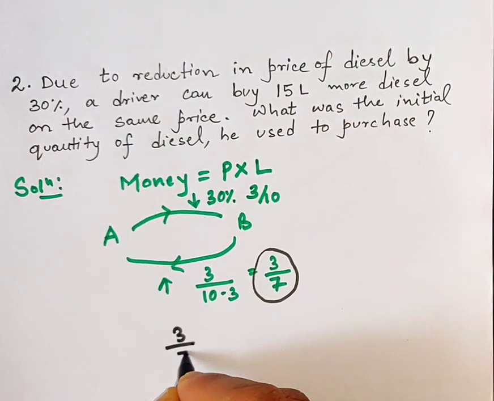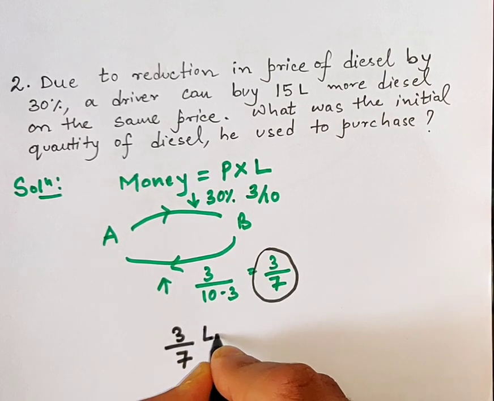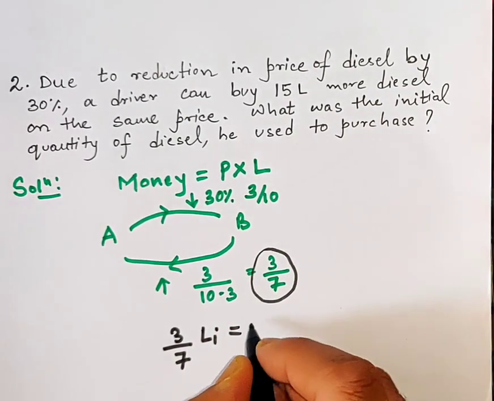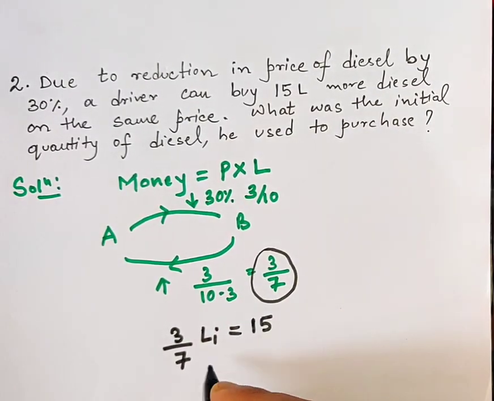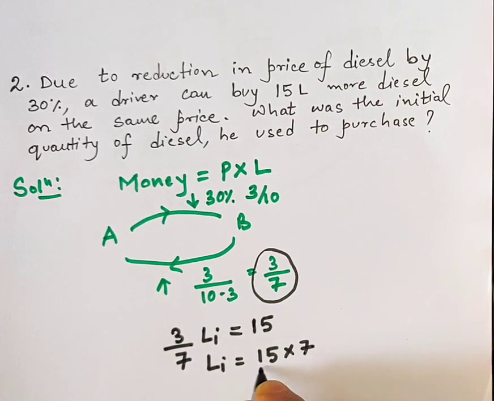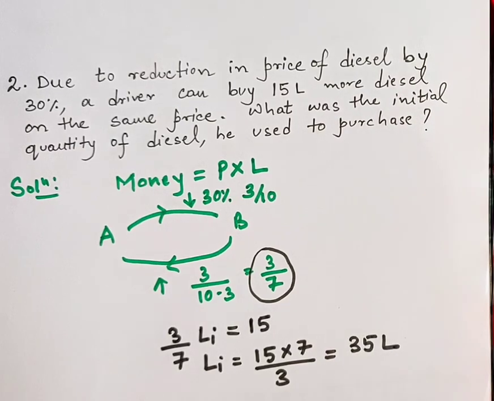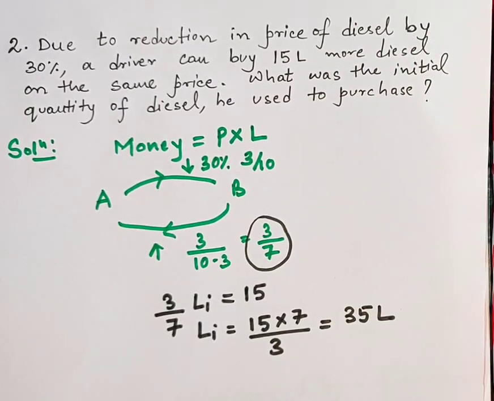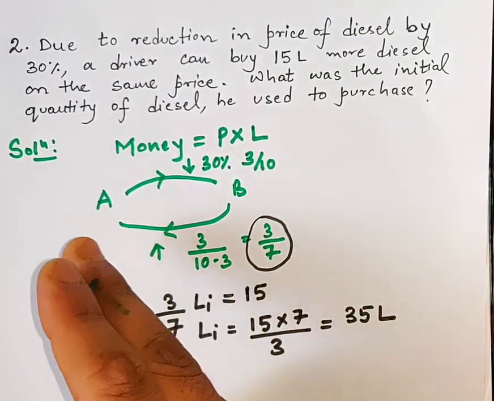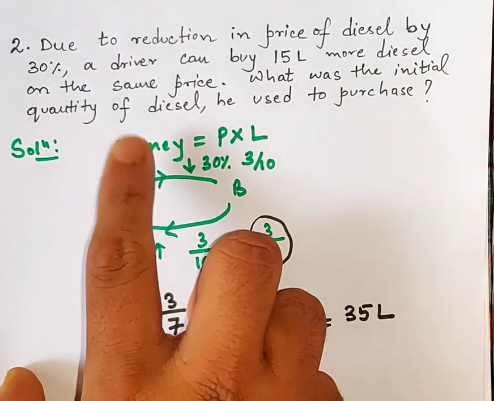3 by 7 of initial quantity. He buys 15 liter more. So what will be the initial quantity? 15 into 7 by 3 is equal to 35 liter. So it's very simple. As the price reduces by 30%, quantity will increase by 3 by 7 to maintain the same thing, because we have to return to the same, because money is same.